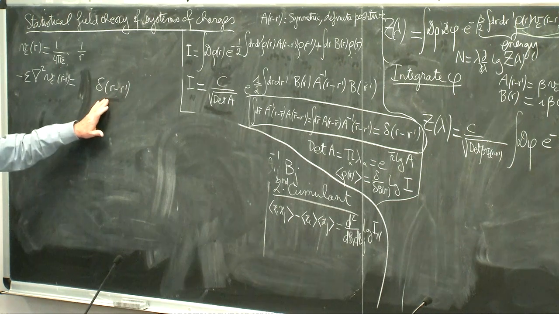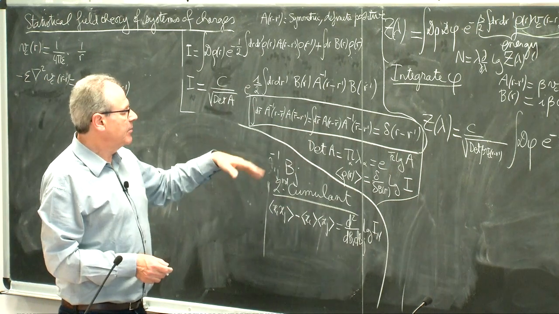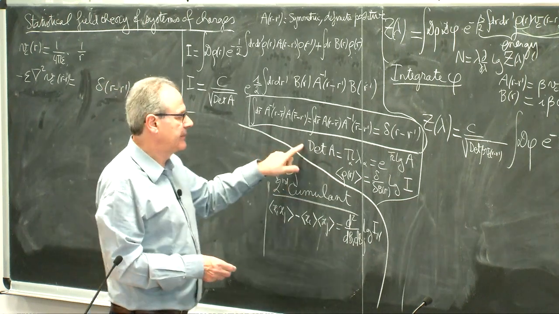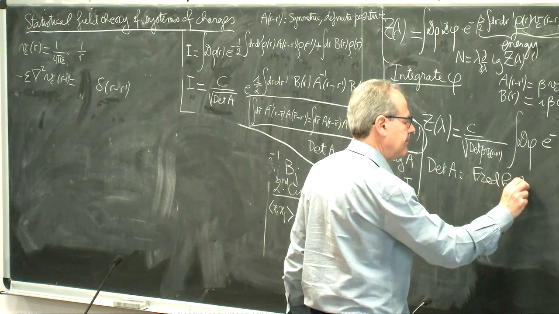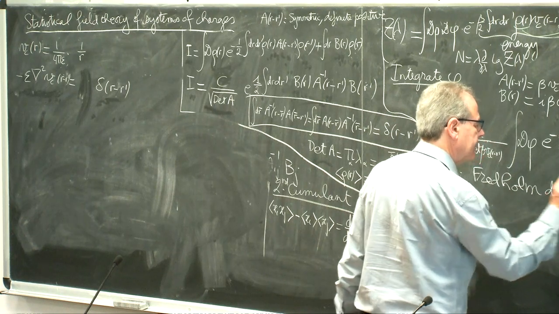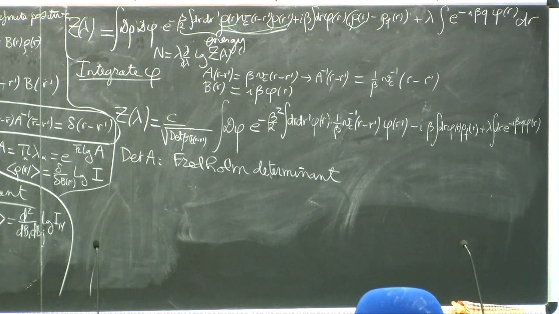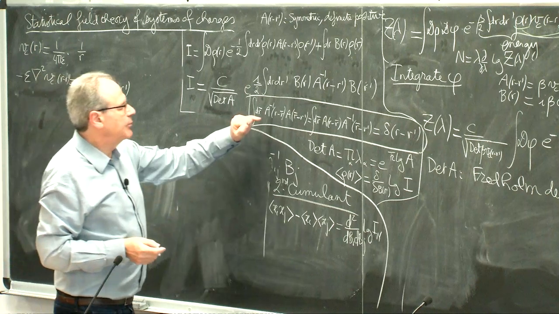You have the delta here, and here you have an operator acting on Vc which gives a delta function, which means this operator is going to be related to the functional inverse. The determinant is called the Fredholm determinant. There are books about Fredholm determinants and their regularization, and about the inverse. The inverse is better defined than the Fredholm determinant, so in order to see this as an inverse operator, I'll put it in this form.